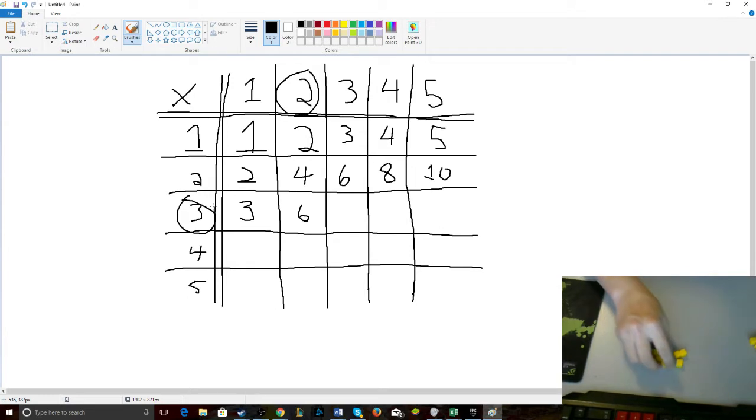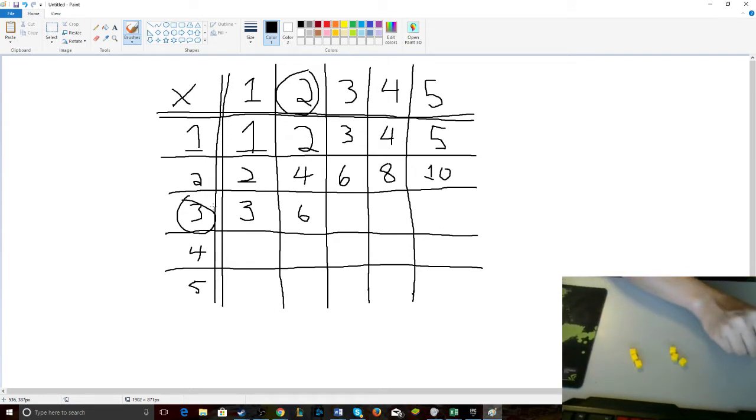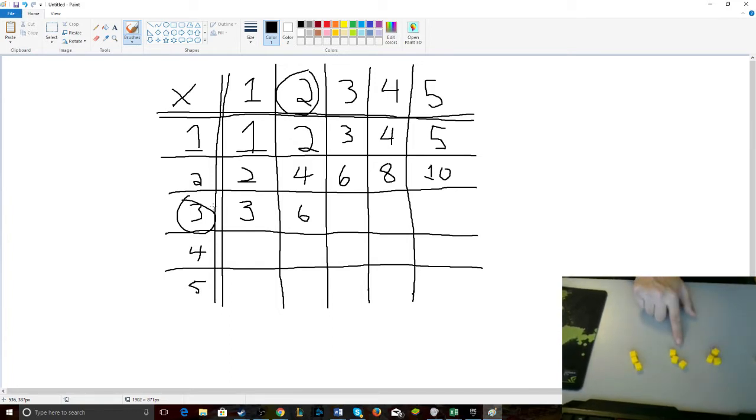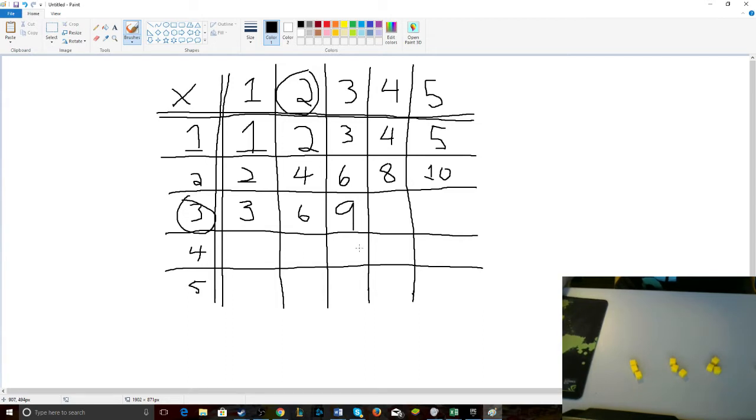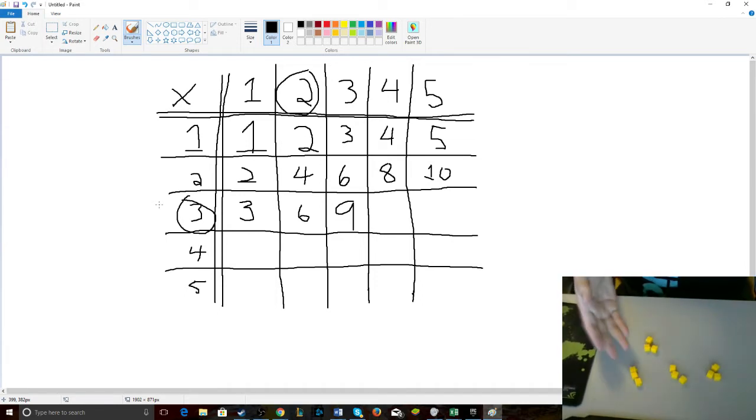Now, if we were to do 3 times 3, we'd need 3 groups of 3. So here's one group of 3, here's a second group of 3, and here's a third group of 3. Now if we add all of the blocks together, we would get 9 blocks total. Now we could do 4 groups of 3, which would be 3 times 4, and that would give us 12 blocks total.